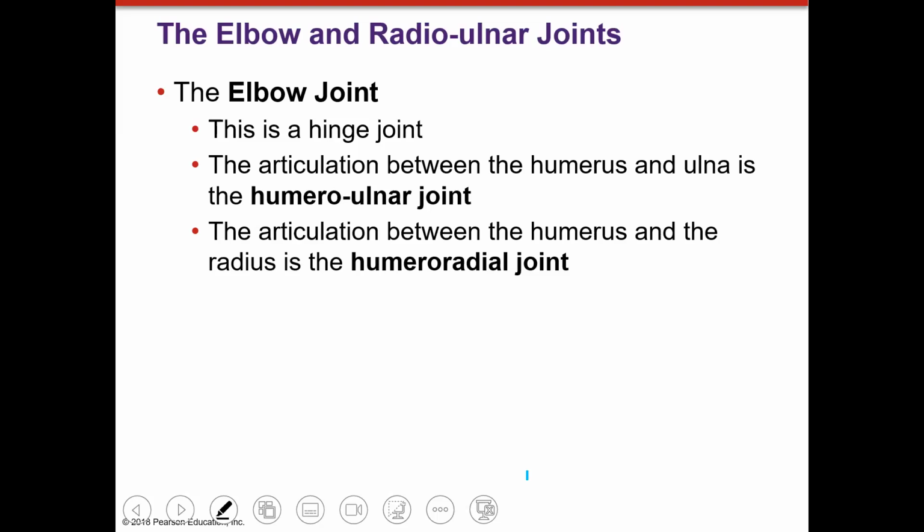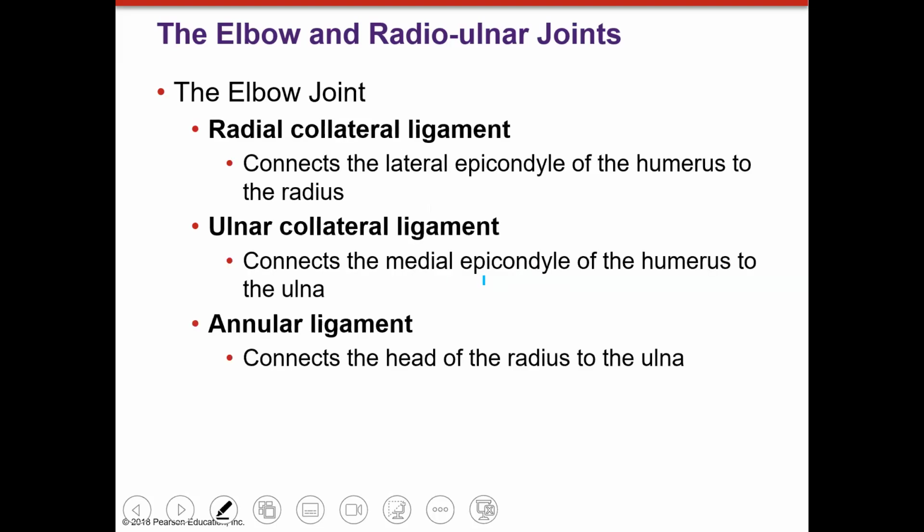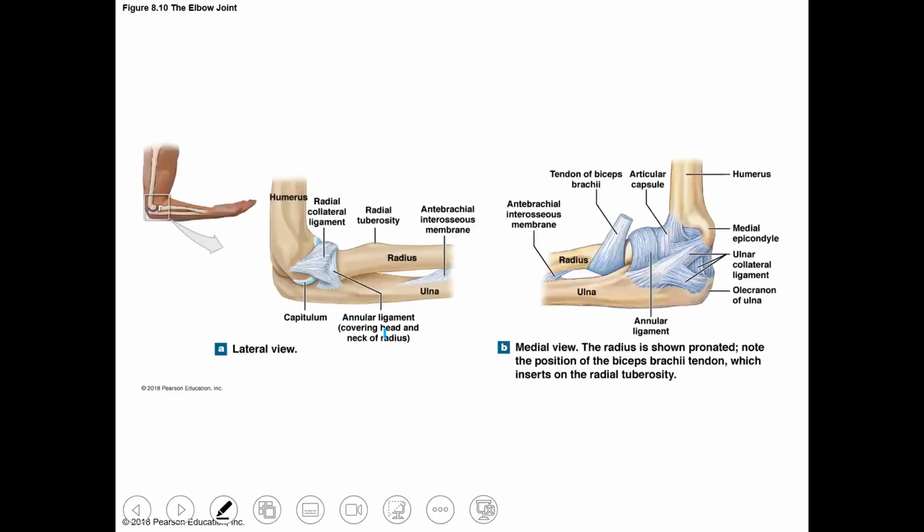Elbow joint, this is a hinge joint. So if you flex your arm, activate your bicep, you're going to see that hinge. The articulation between the humerus and the ulna is the humero-ulnar joint. The articulation between the humerus and the radius is the humeroradial joint. And then there are the associated ligaments. You can see here, they kind of look like spider webs, really just there to stabilize these areas, connecting bone to bone and creating a little bit of stability here.